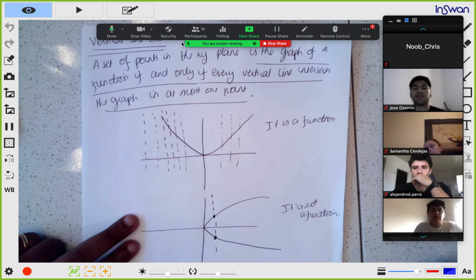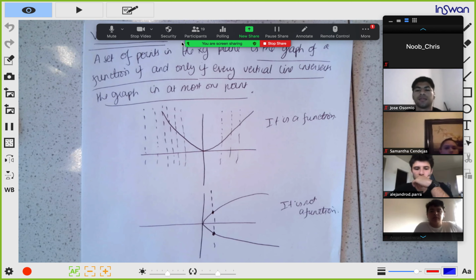Did you get it or no? Yeah, I got it. Thank you. Anyone has any doubt about seeing the graph and whether it's a function or not? This vertical line test is very simple. You just have to figure it out.